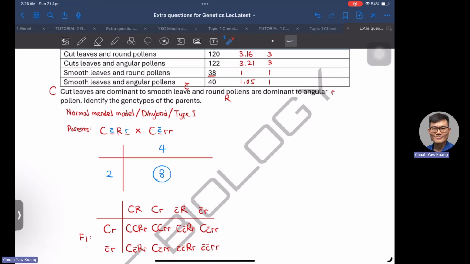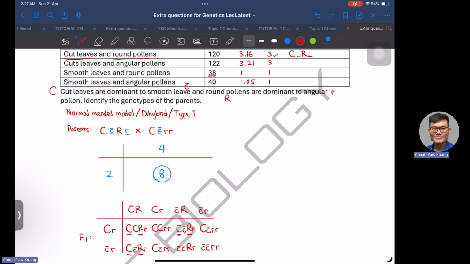First, we need to find those that are cut leaf and round pollen. Cut leaf means it must have at least a big C. Round pollen means at least one big R. So we see how many there are. At least one big C, one big R: we have 1, 2, 3. So there are 3 individuals with cut leaf and round pollen. It tallies with the ratio 3 here, so it is right.